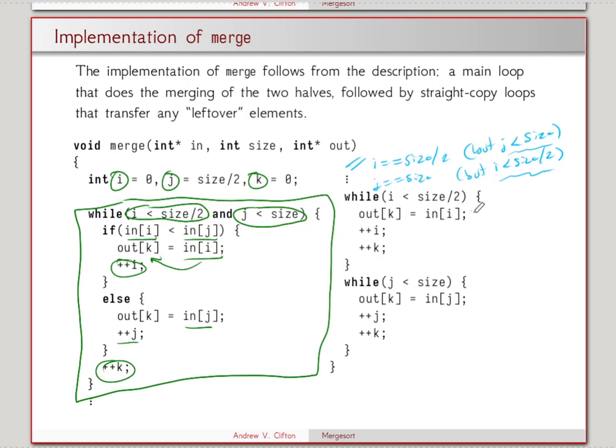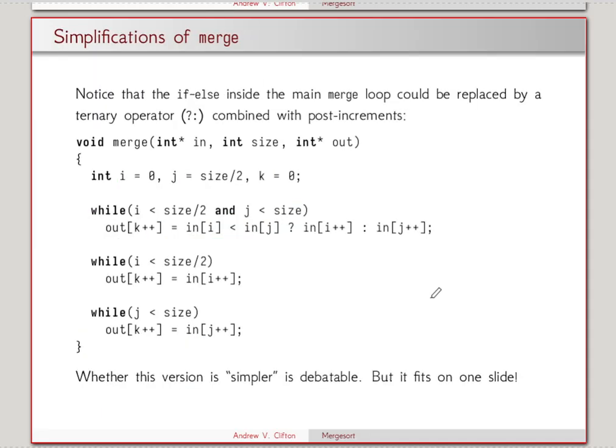So this loop here is going to copy any remaining elements from the left-hand side, and this loop here is going to copy any remaining elements from the right-hand side. Note that even though there's two loops over here, we only ever run one of them, right? One of these two loop conditions is always going to be false, so one of the loops will be skipped, and one of them will be run.